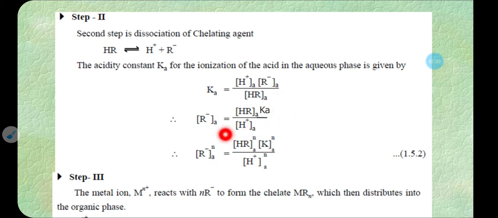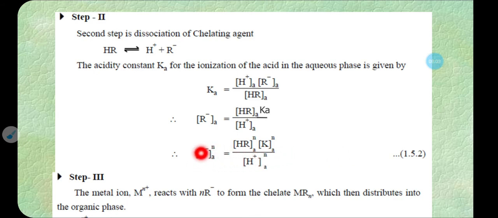Rearrange this equation and rewrite: R- in aqueous is equal to the concentration of the chelating reagent HR in aqueous times Ka divided by H+. This is for a single molecule. For n number of molecules, this equation can be written as the same raised to the power n. This is the final equation for step two.